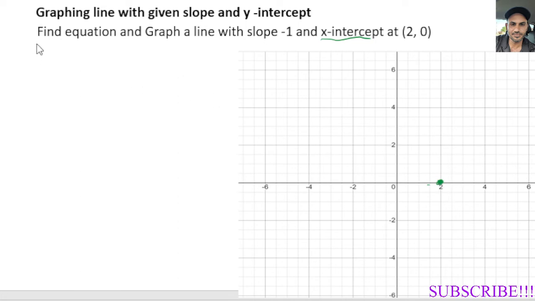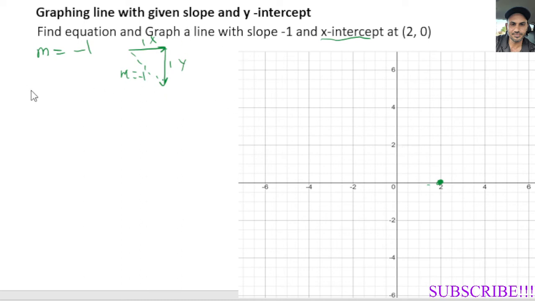Now we're going to go ahead and write down our slope. m equals -1, so it's a negative slope. So for every 1 unit in the x direction, we are going down 1 unit in the y direction. So that's a -1 slope. This is m equals -1. So your line is falling down.